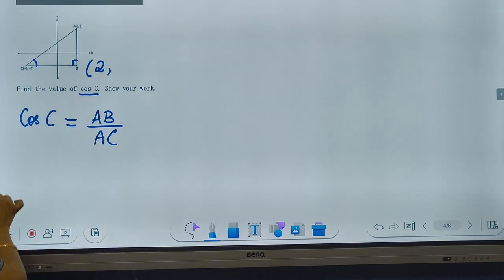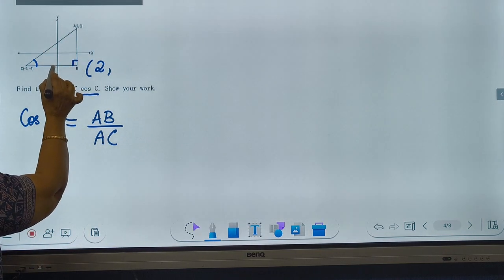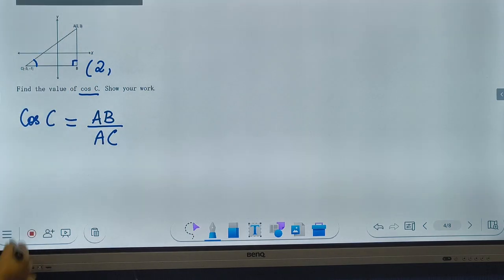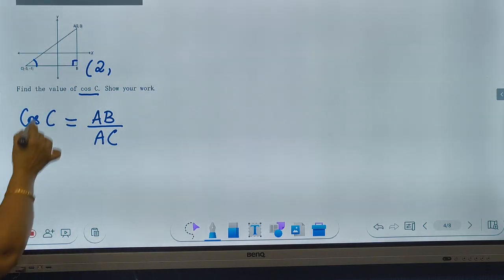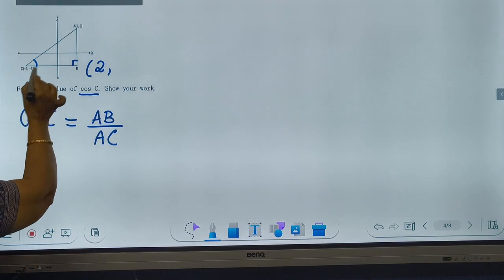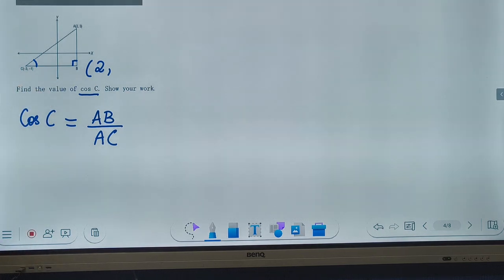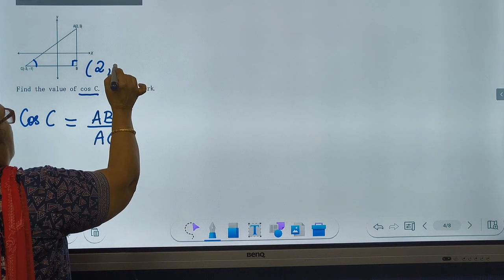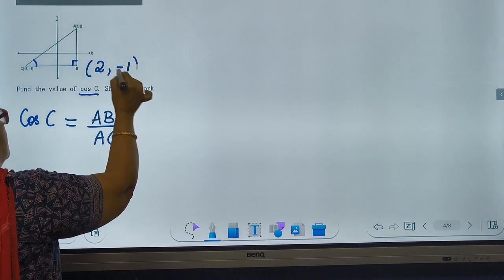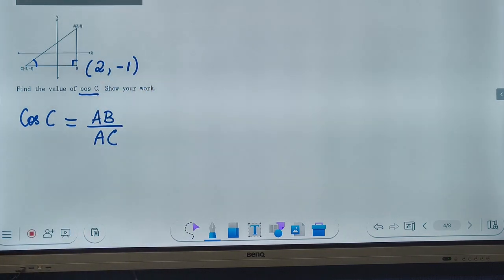What about the y coordinate? The x coordinate is 2 because B and A have the same horizontal distance, while B and C will have the same vertical distance. So what is the vertical distance here? -1. So the coordinates of B is 2, -1. Now what will be AB?